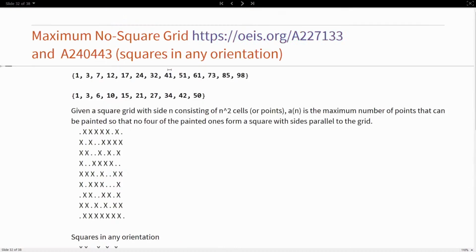For a maximum no square grid, what's the maximum number of points you can put into a grid so that you don't get a square? And there's two versions of this. One, you're only looking at squares with edges parallel to the sides. And this is a solution for the 9x9 board. They know it up to, I believe, a 13 by 13 board.